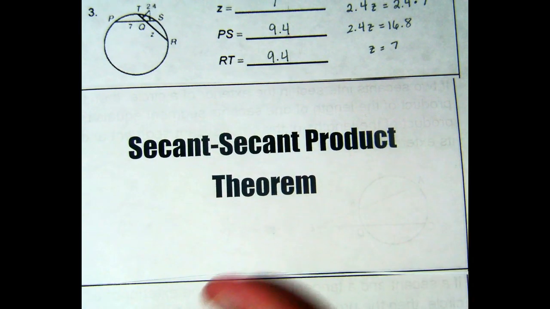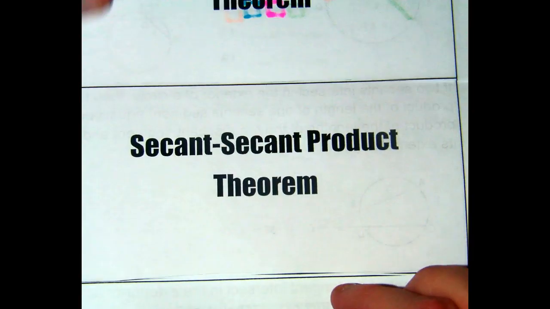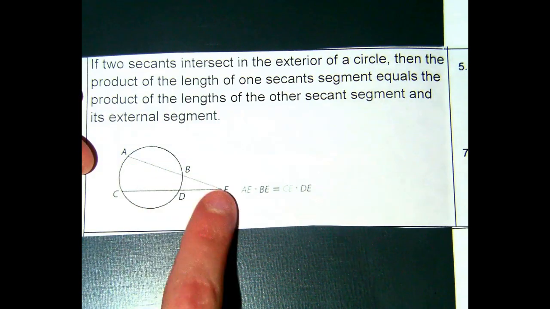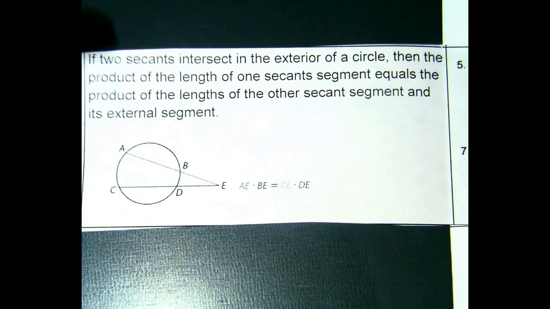So open that one. Okay. The secant product theorem says if two secants intersect in the exterior of a circle, so the secants are intersecting out here, then the product of the length of one secant segment equals the product of the length of the other secant segment and its external segment. That sounded like Greek, didn't it? Here's what it is, though. Let's put it in terms we will understand.